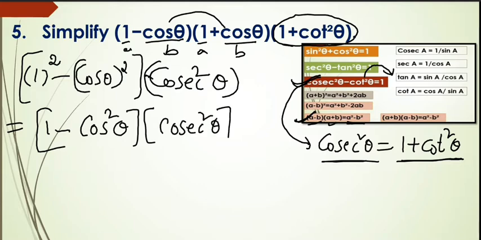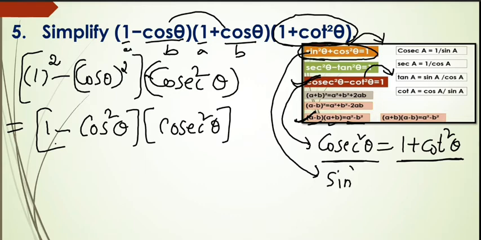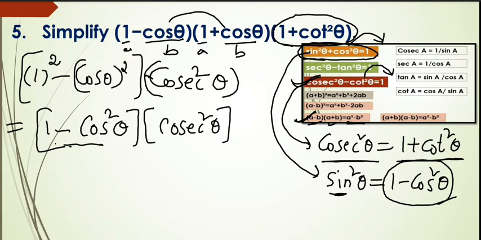Observe that 1 − cos² θ. This identity is helpful here. Use that identity. Here we have 1 − cos² θ, so move this cos² to the right side. Then we get sin² θ is equal to 1 − cos² θ. That means instead of 1 − cos² θ, we can write sin² θ. Here 1 − cos² θ is there, so we can write sin² θ. And here cosec² θ is there.